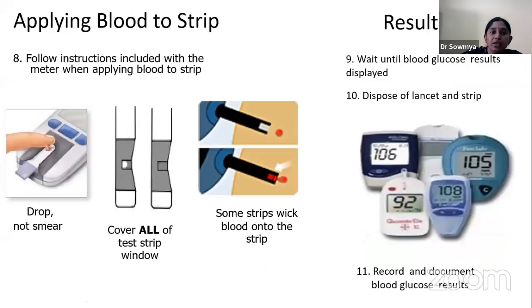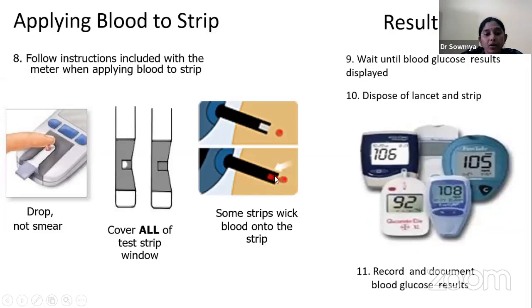After this, we have to follow the instructions included with the meter when applying the blood to the strip. Usually, we should not smear the strip. We just have to drop it. The blood should cover all the strip window. Here it is inadequately covered. Here we can see it adequately covered.